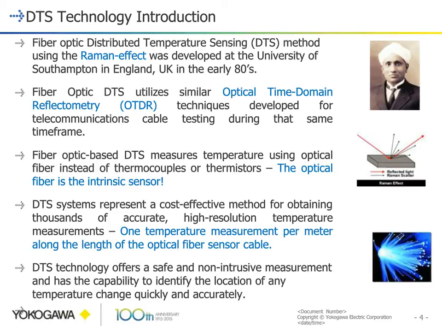We'll be touching on these points as I go through the presentation, but the benefit and the differentiator between distributed temperature sensing and discrete or point temperature sensing is kind of obvious just in the description. Distributed temperature sensing gives you a continuous profile of temperature of whatever the optical fiber is in contact with. So there are no individual transducers or thermocouples, RTDs, etc. The glass fiber is the intrinsic sensor.